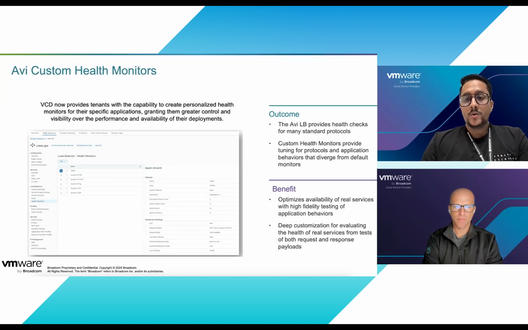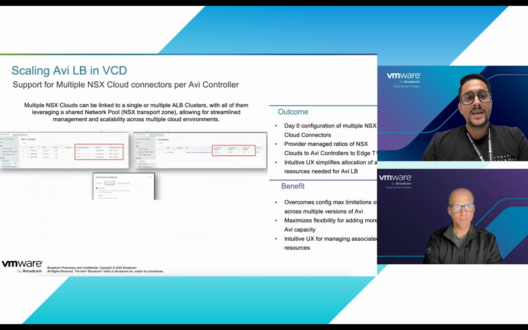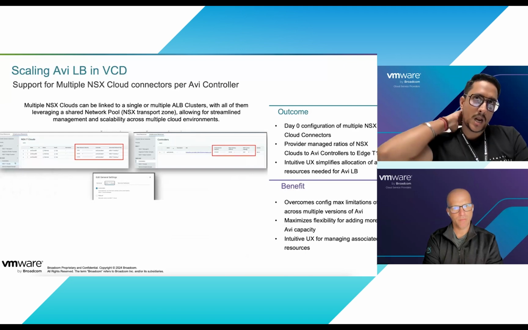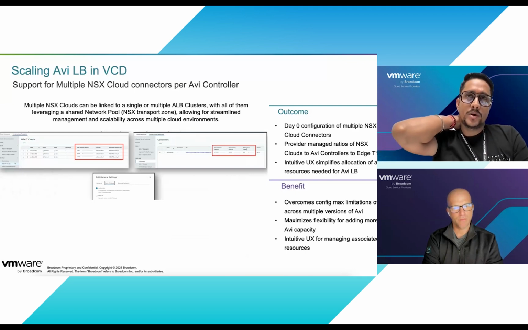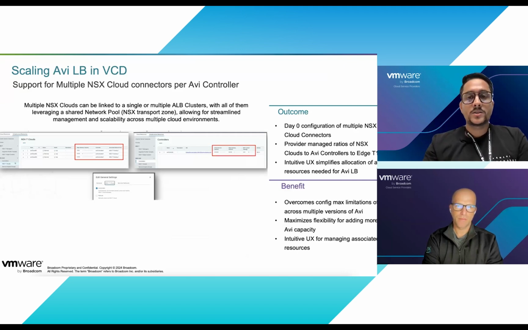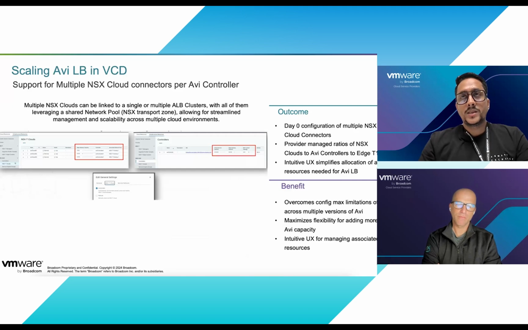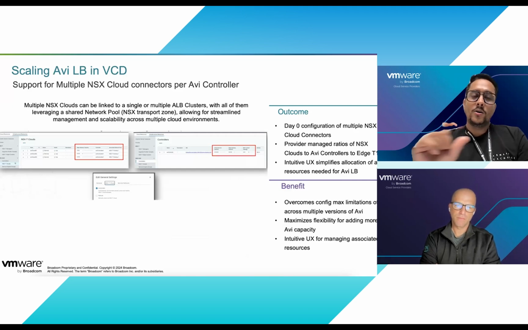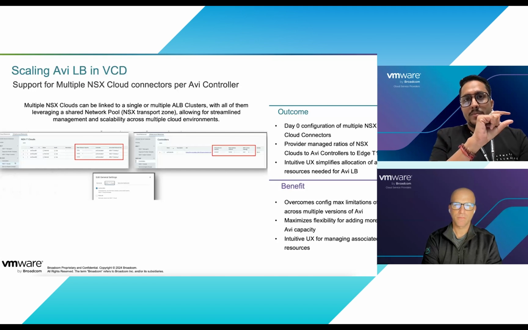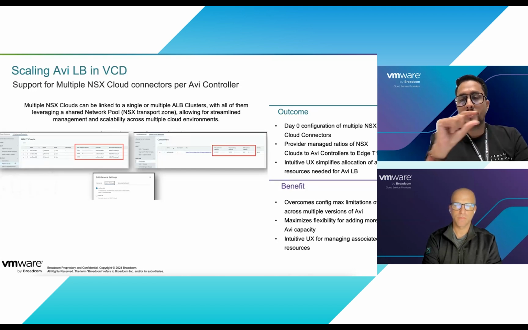And the other one is scaling AV load balancer in VCD. Previously we used to support, I believe, one NSX cloud per controller, but now we support 5 NSX clouds per controller, or per ALB cluster. The advantage is that all of these clouds within the same ALB cluster will leverage the same transport zone. That's basically a network pool.